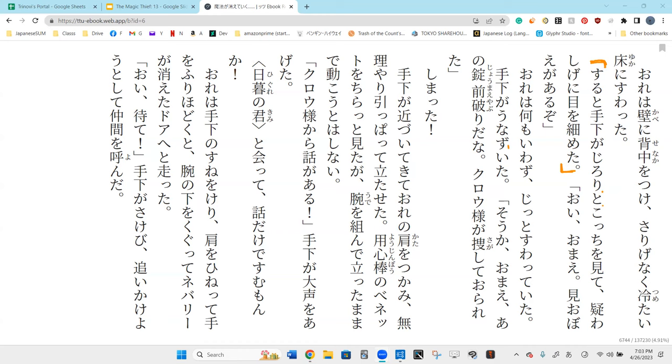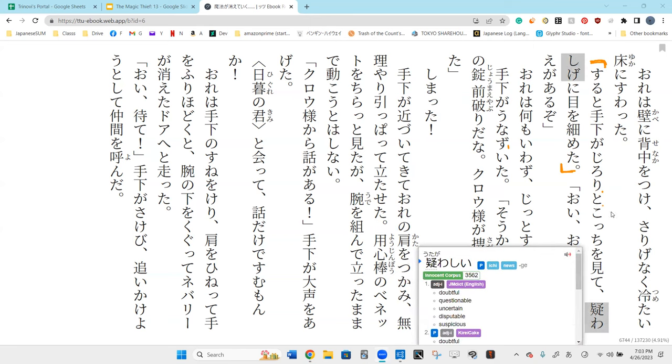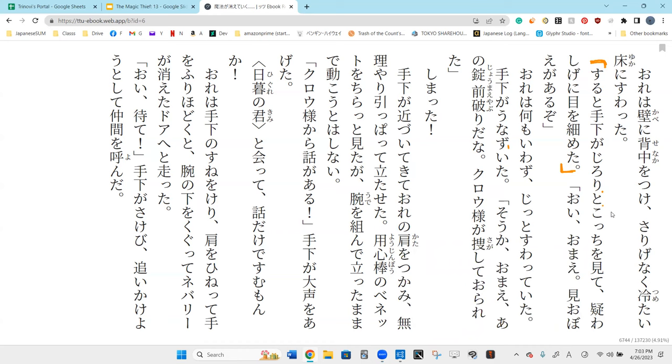is Utagawashi, it's like to look doubtful at someone. Utagawashige ni, me o. Then this one is to narrow, to squint. Yeah, the sharp glance. Hosometa. And the other one is kusa.